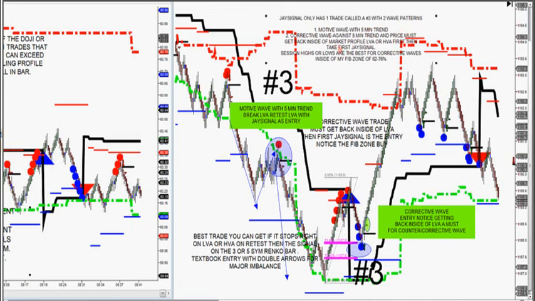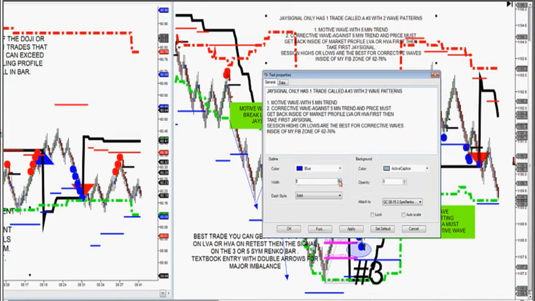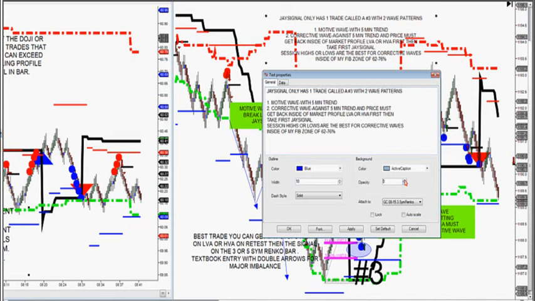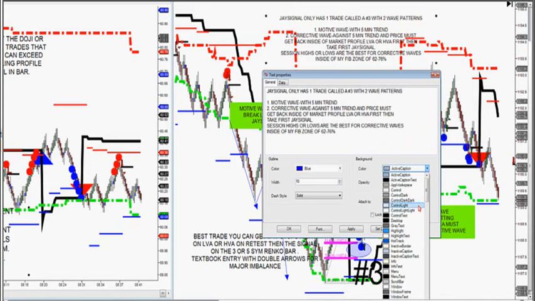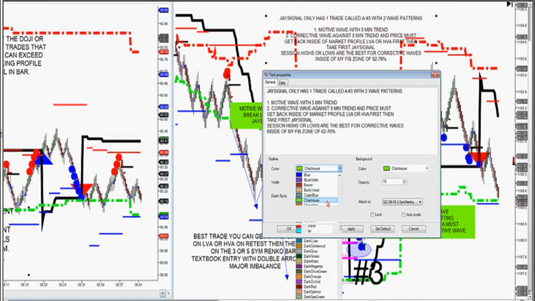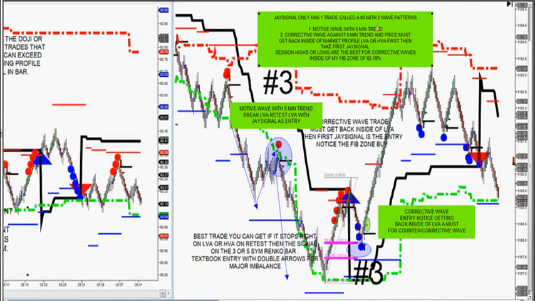J signal, remember, right here. Let me light this up for you. Make sure we understand this. J signal has two wave patterns, but only one setup. Two wave patterns with one setup. That's it. Here it is. It's called a number 3 trade with two wave patterns. Motive waves with the 5-minute trend, corrective waves against the 5-minute trend. Price must get back inside of market profile, LVA or HVA first, then take the first J signal retracement. Session highs or lows are best for corrective counter waves inside of my fib zone of 62 to 76%.